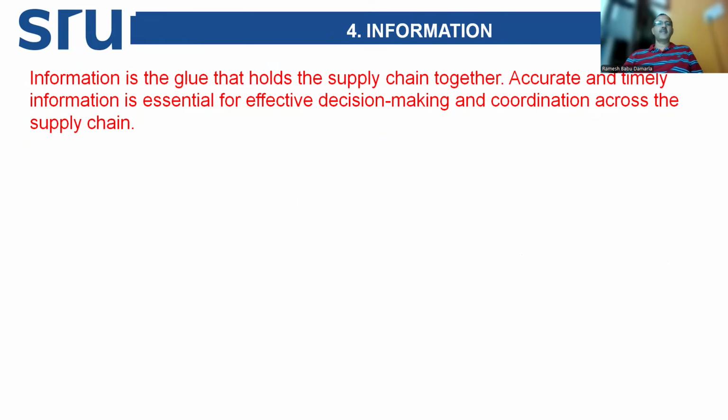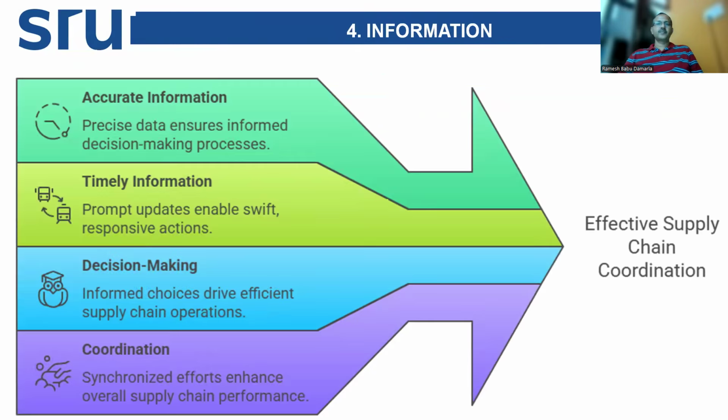Information is another important driver. In fact, this is the glue that connects the whole supply chain. Information must flow between all the elements, the links of the supply chain, and all the important stakeholders. So information is the glue that holds the supply chain together. Accurate and timely information is essential for effective decision making and coordination across the supply chain. So for effective supply chain coordination, accurate information, timely information, decision making and coordination are required.